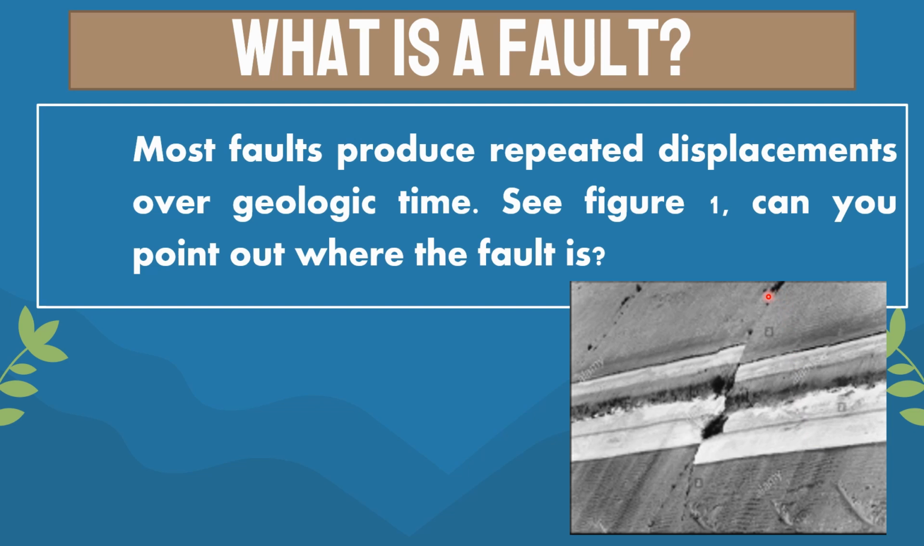So sa gitna ng dalawang block, yung linya na yon or yung crack na yun, yun yung tinatawag natin na faults. Ang mga faults, gumagalaw yan over time. Ang pinagkaiba lang is yung earthquake malakas at yung natural movement ng fault dapat is dahan-dahan lang.